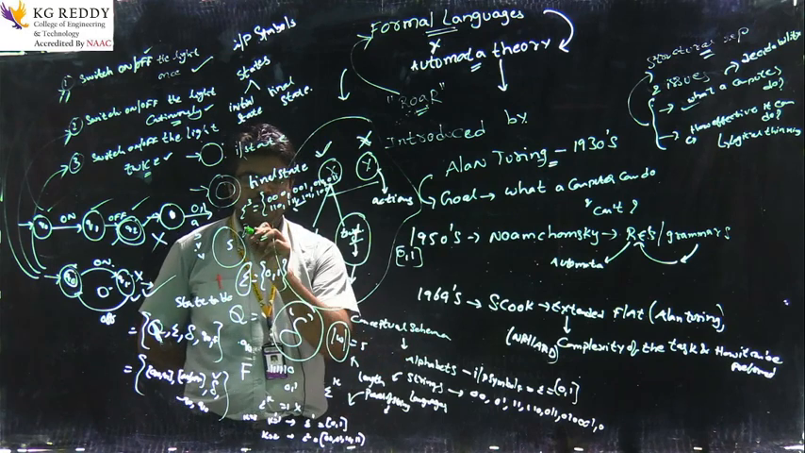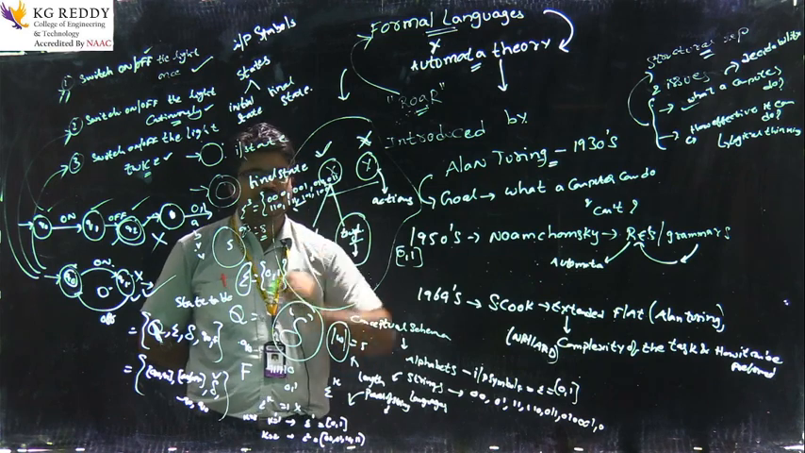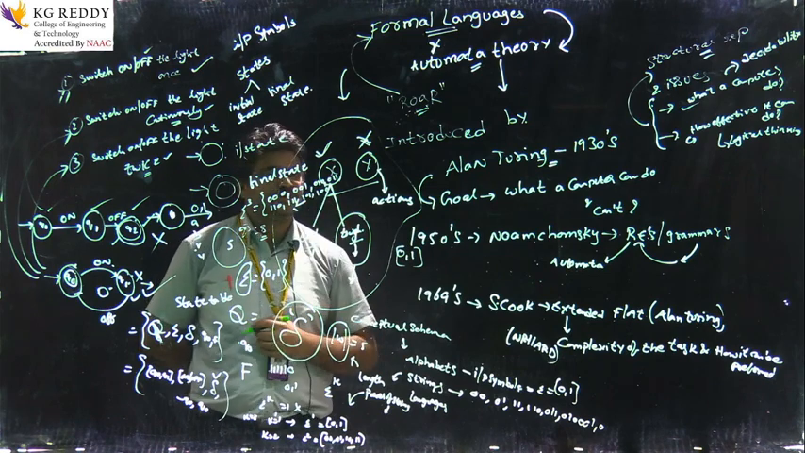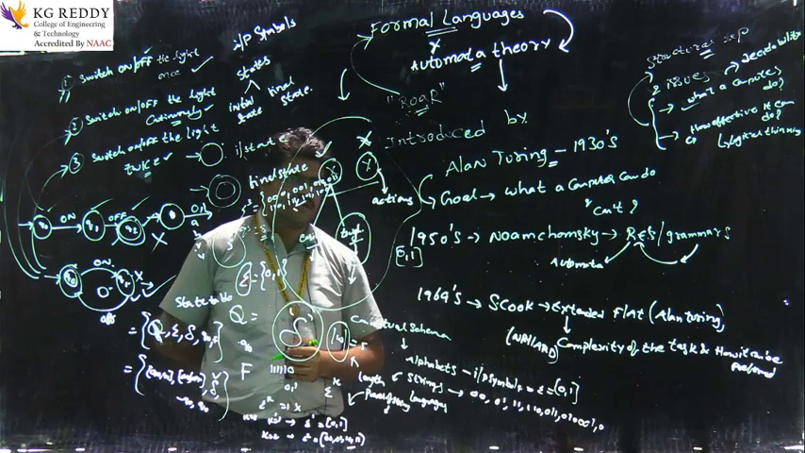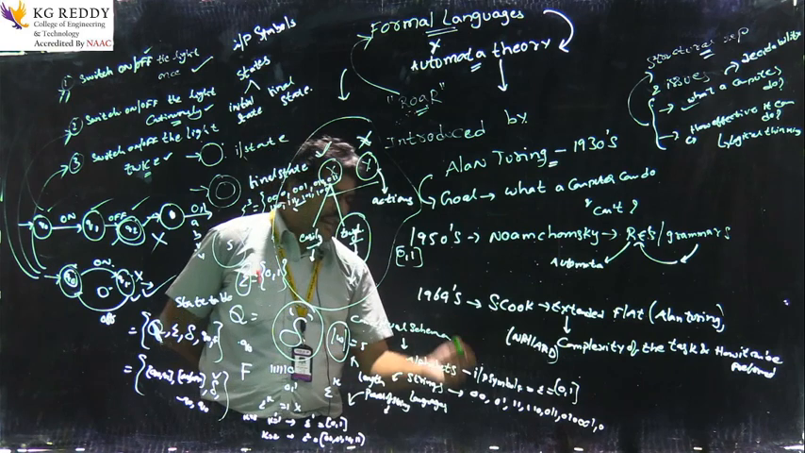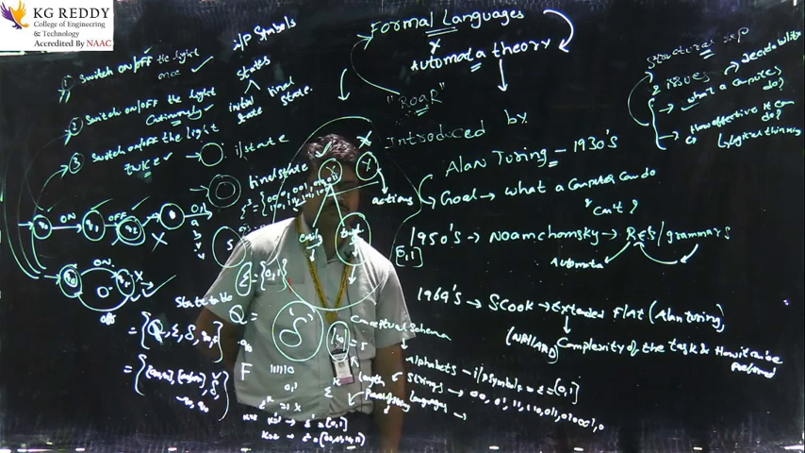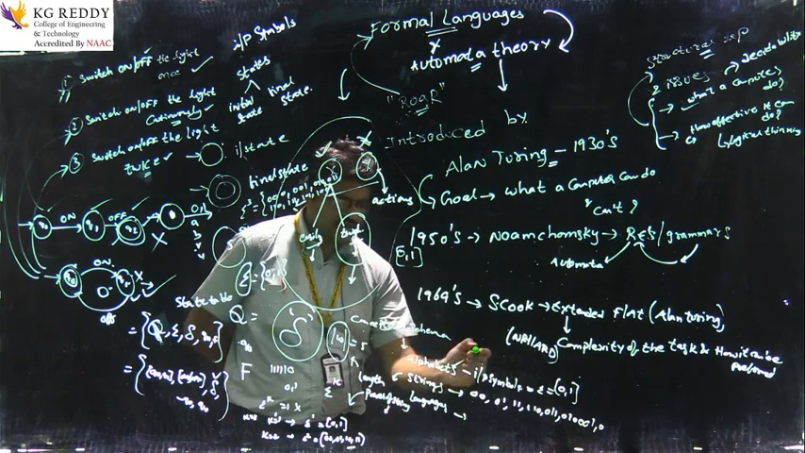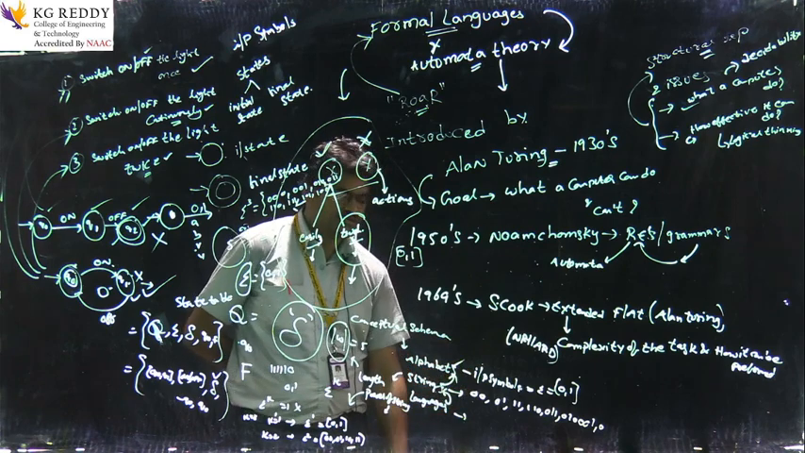So think in this way, and based on that you can draw and consider the strings here. It will be easy to understand and consider the input strings. Now, a language is nothing but a combination of strings. A string is a combination of alphabets, and a language is a combination of strings.